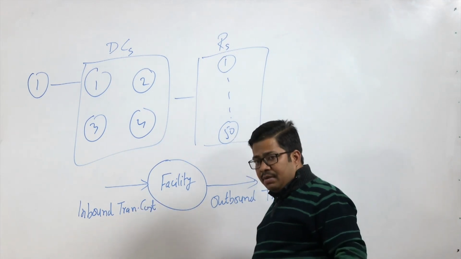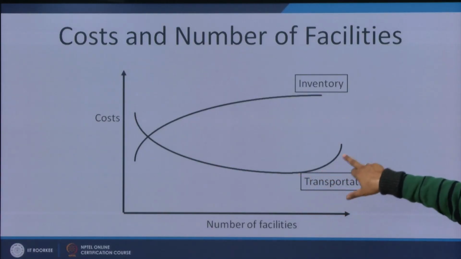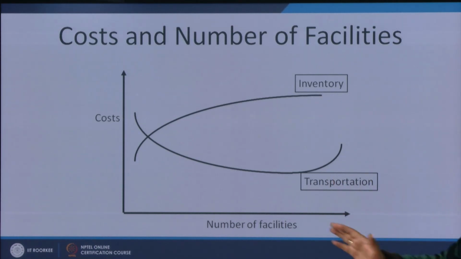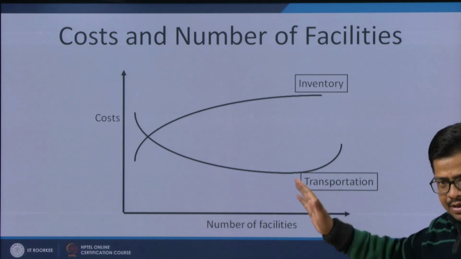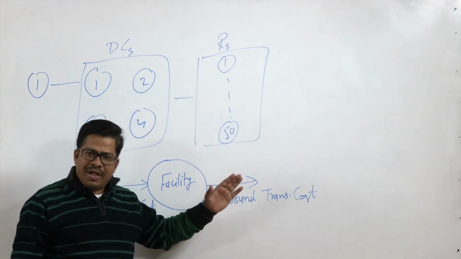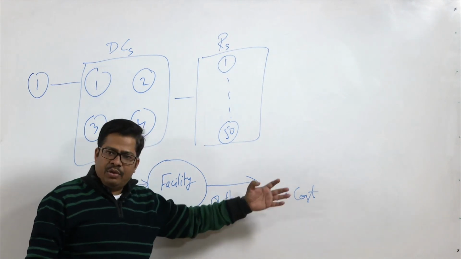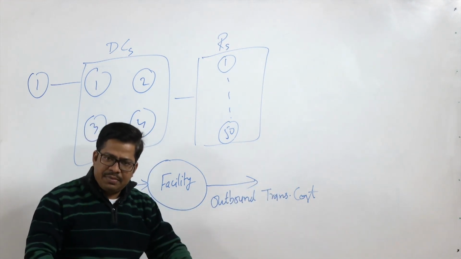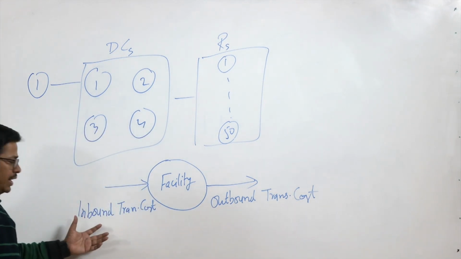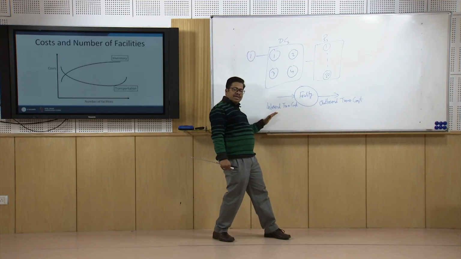And if that happens because of more number of facilities, transportation cost starts increasing after a particular number of facilities. Otherwise, as long as I am coming to this side, transportation cost will decrease because I will be going closer to my customer and I will continuously decrease my outbound transportation cost. I am going closer to the customer, so this outbound transportation cost, which is much higher than the inbound transportation cost, this cost is higher than this inbound transportation cost.